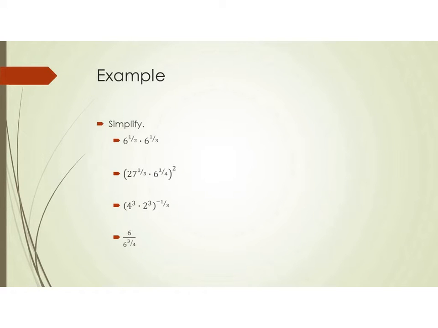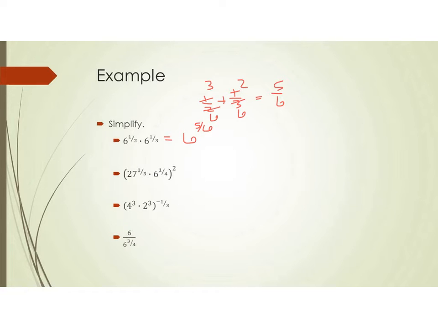So the first one, we have 6 to the 1/2 power times 6 to the 1/3 power. Remember, if we're multiplying with the same base, we add our exponents. So we're going to keep the base of 6, and I'm going to add 1/2 plus 1/3, and I'm just going to get a quick common denominator. So that was times 3, and that's times 2. So it looks like 5/6 is my exponent. So 6 to the 5/6 power.